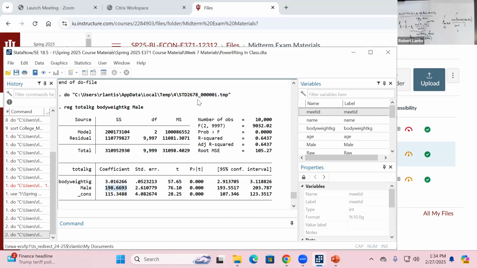Now, I left something off here. What else do I need to throw into my interpretation if this is the output I gave you? Holding all else constant. Here, what am I holding constant? Whether or not they're male.